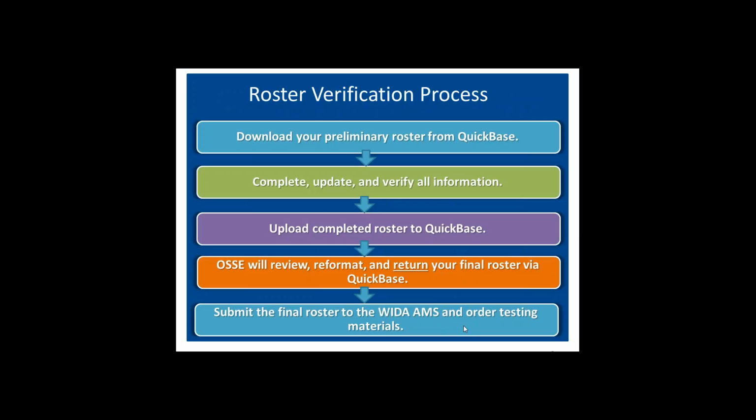So the first step is to download your roster from QuickBase. Step 2, complete, update, and verify all the information. Step 3, you return the completed roster via QuickBase. Step 4, OSSE reviews the roster, reformats the roster, and returns it to your LEA via QuickBase. And then the final step is to take that final roster and submit it through the WIDA AMS to order your test materials.